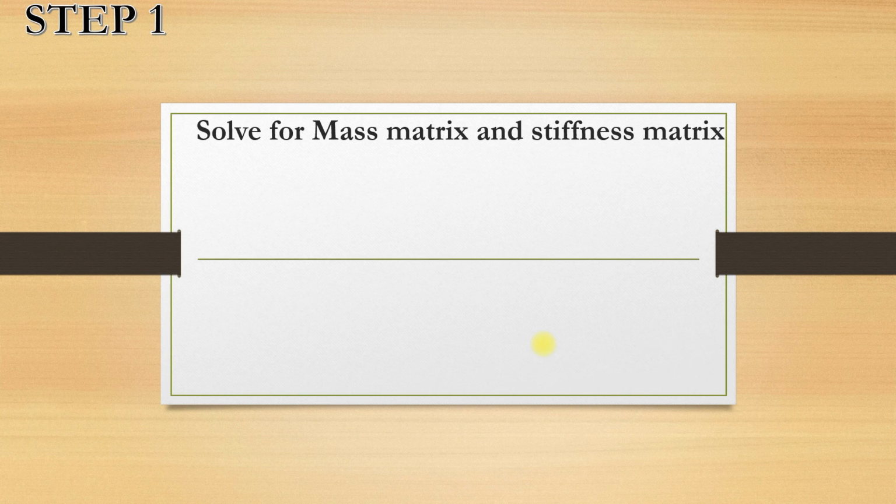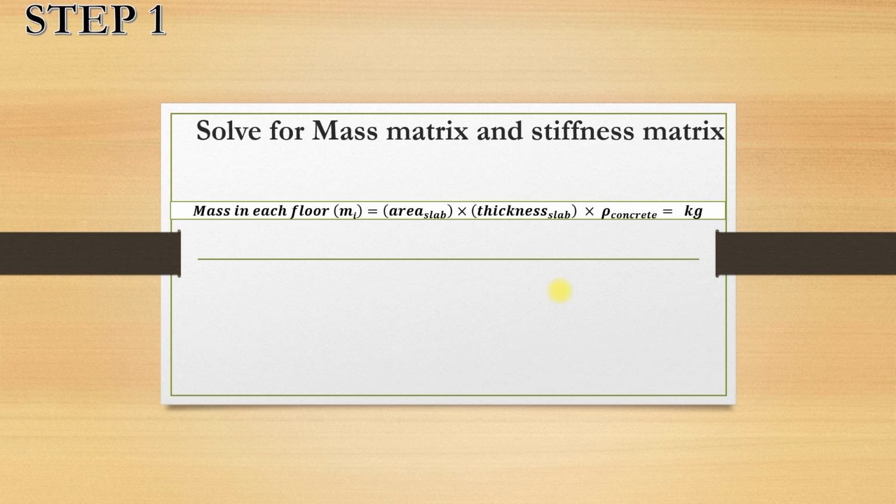The first step that we need to do is to solve for the mass matrix and stiffness matrix. So para makuha natin ito, we have to use the following formulas. First, mass in each floor is equal to the area of the slab times the thickness of the slab times the density of the concrete. So ang gagamitin natin na unit ay kilogram.